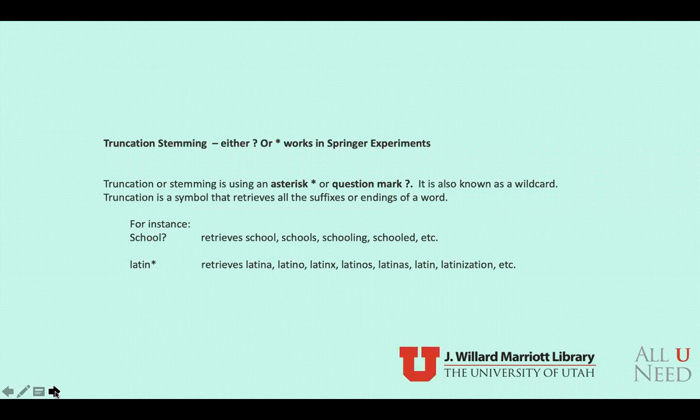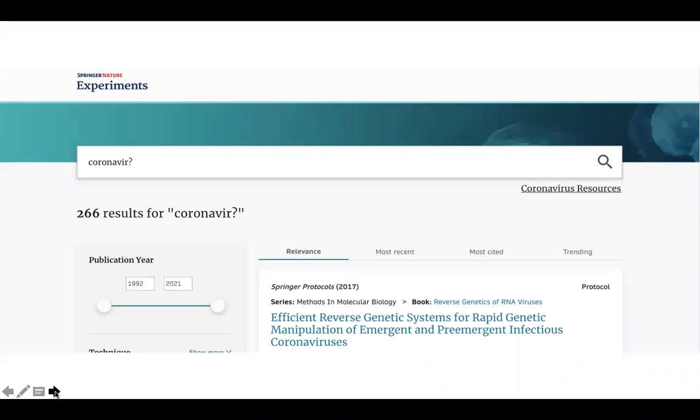Truncation allows you to use a stem word to search multiple keywords at once. Truncation is a symbol that retrieves all the suffixes or endings of a word. For example, school question mark retrieves school, schools, schooling, schooled, etc. Adding a question mark wildcard to part of the word coronavirus will increase the number of search results by including search terms such as coronavirus and the plural coronaviruses. We went from 28 hits to 266.